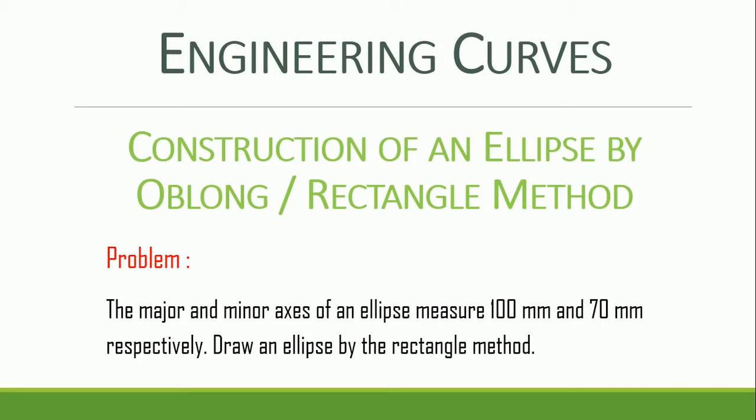According to the given problem statement, we have to construct an ellipse by the rectangle method, where the major and minor axis of the ellipse are given in the statement. So, let's begin its construction.